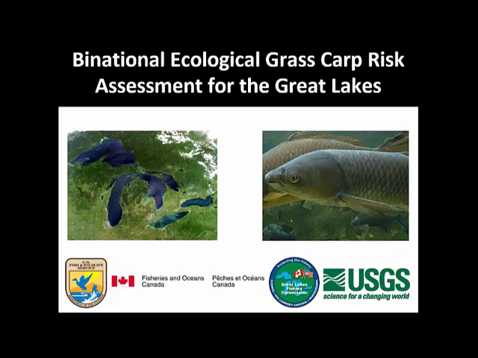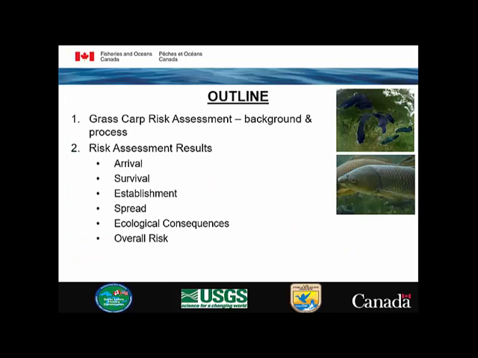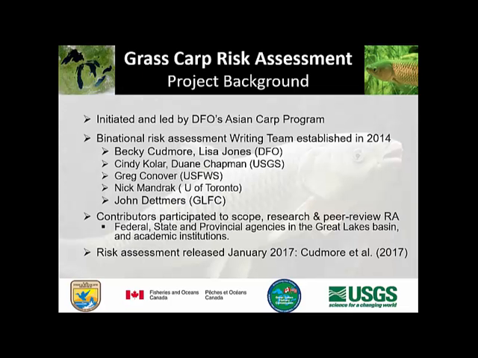I'm here to report on the DFO-led ecological risk assessment for grass carp in the Great Lakes Basin. There's also an accompanying socioeconomic assessment that will be conducted after this has been released, so they needed this information. That's not complete yet. Today I'm going to talk about the background and process associated with the risk assessment, and then the results, running through the elements of arrival, establishment, survival, spread, and the ecological consequences, and then the overall risk.